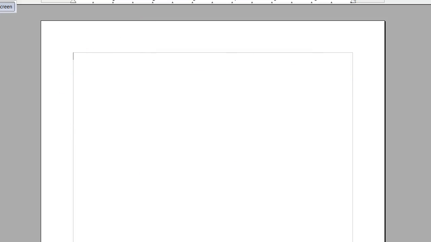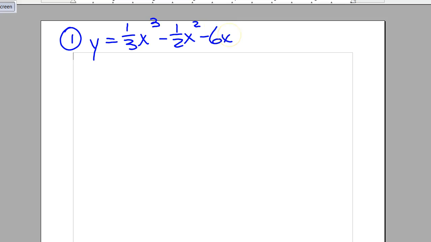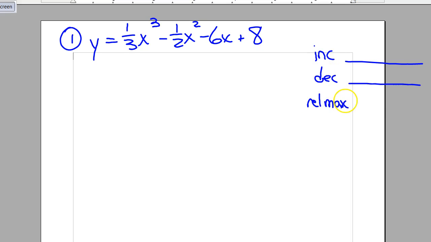Alright, so let's start going through it algebraically. Let's take this number 1 over here. y equals 1/3 x to the 3rd minus 1/2 x squared minus 6x plus 8. And we're going to go through and find where it's increasing, where it's decreasing, where there's relative max, where there's relative min.